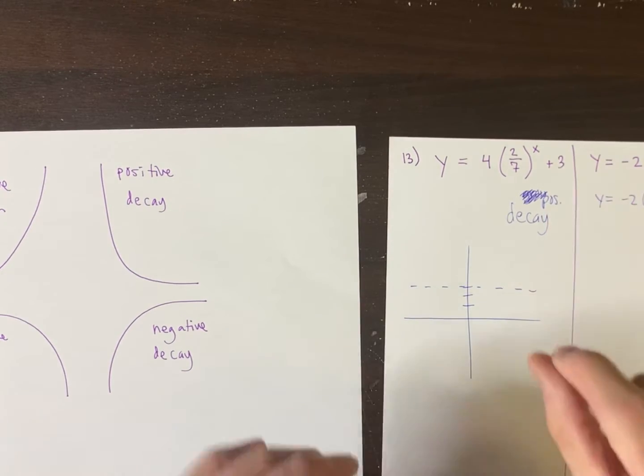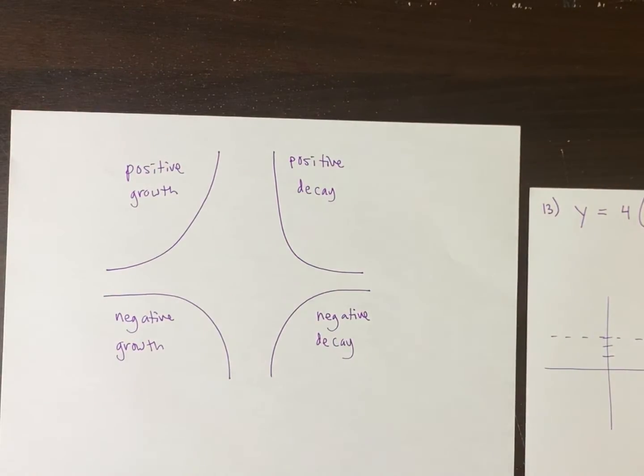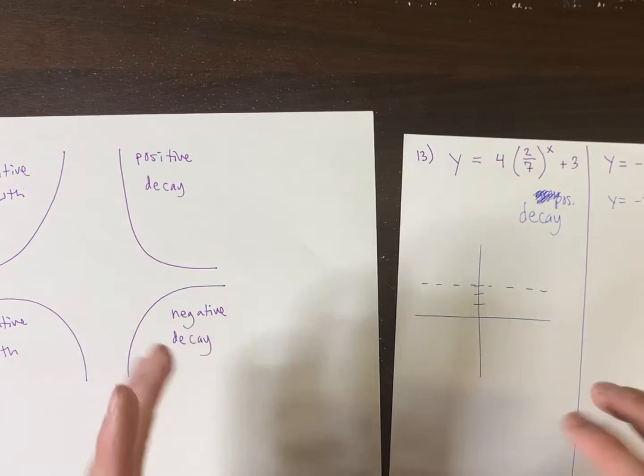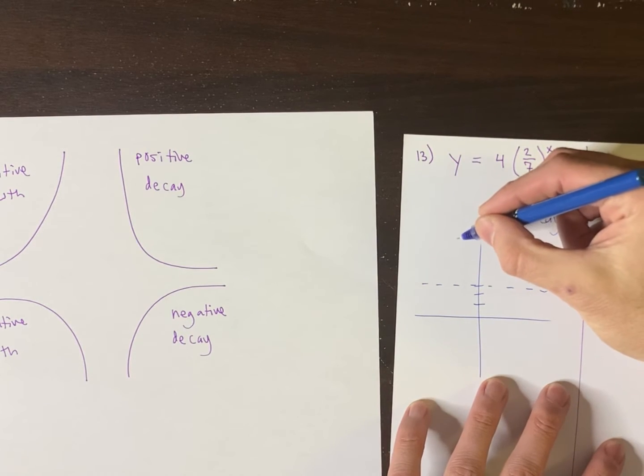So I need to insert a positive decay model. What does positive decay look like? It looks like this, positive decay. So what we have is a positive decay model that looks something like this.